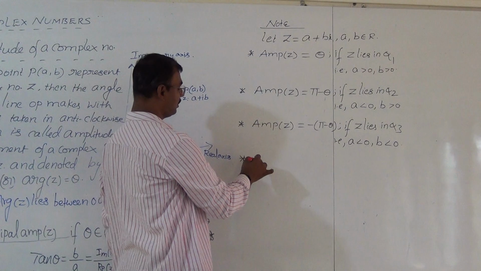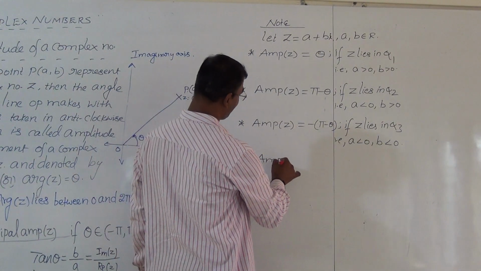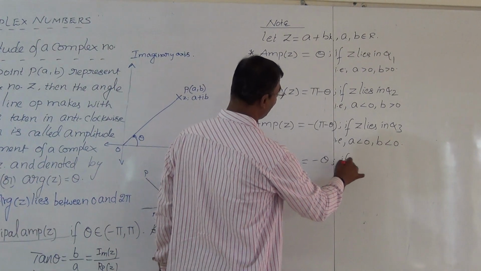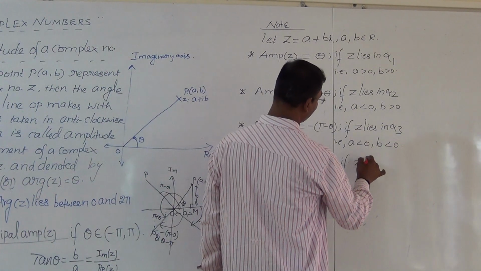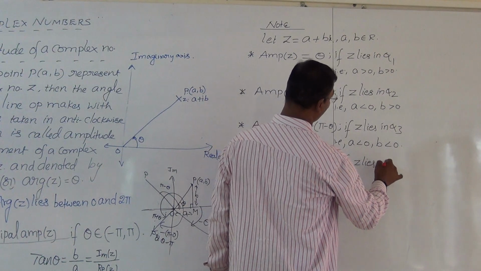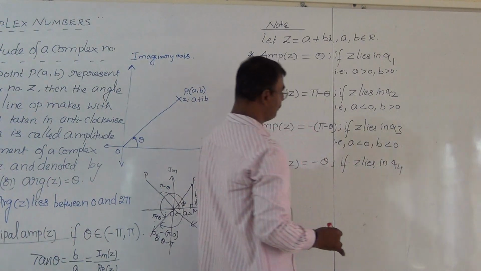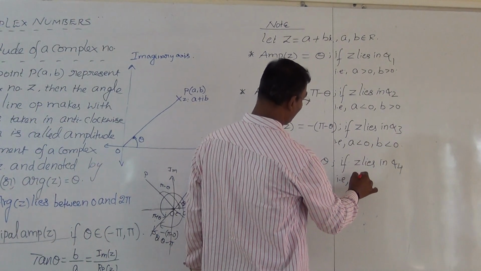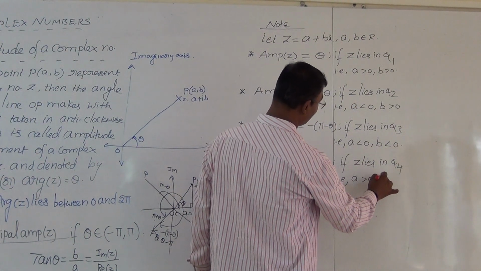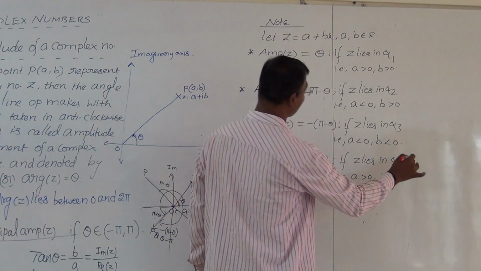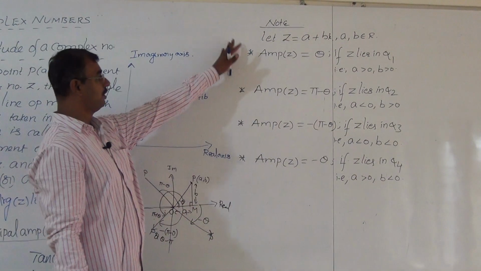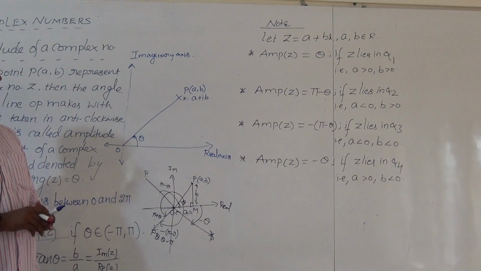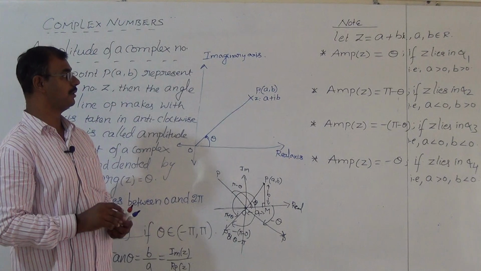Next point, the amplitude of z is equal to minus theta if z lies in the fourth quadrant. If z lies in the fourth quadrant, that means here A is greater than 0 and B is less than 0. So if you remember this table, we can easily find the actual amplitude of a complex number.